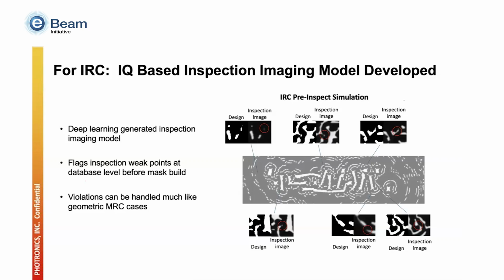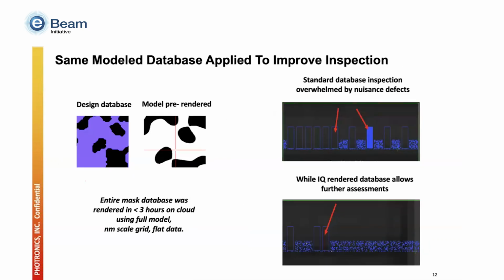So something else we can do with this, if we have this inspection model, and as I mentioned, if you just send the design database into inspection straight, you can get a tremendous amount of nuisance defects, especially on very, very complex designs. However, if you pre-render that database with the actual transfer or smoothing function of the mask making step, you can dramatically reduce those nuisance defects. And so this just shows that example here.